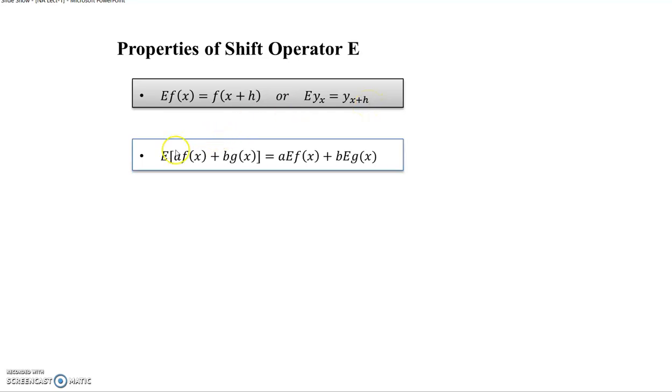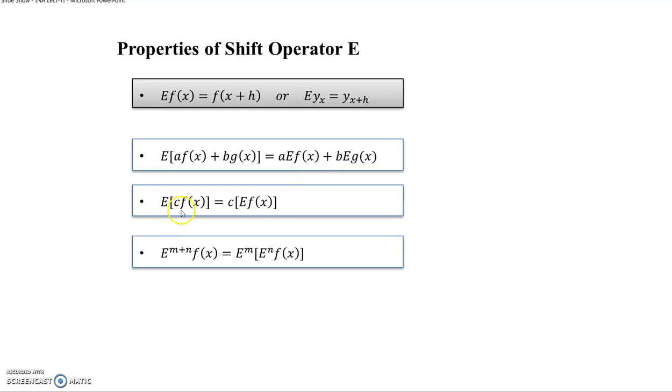Next, E[a f(x) + b g(x)] is equal to a E f(x) + b E g(x). It means taking the shift operator after adding is equal to first taking the shift operator and then adding. Next is E[c f(x)] is equal to c E f(x), and then E^(m+n) f(x) is equal to E^m (E^n f(x)).